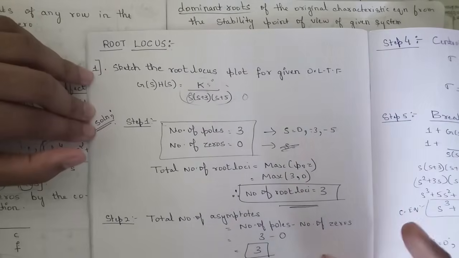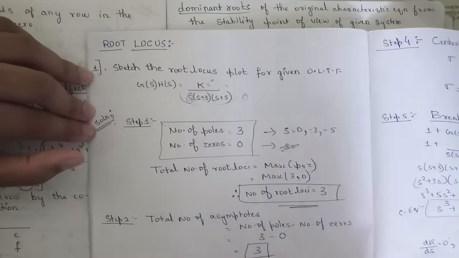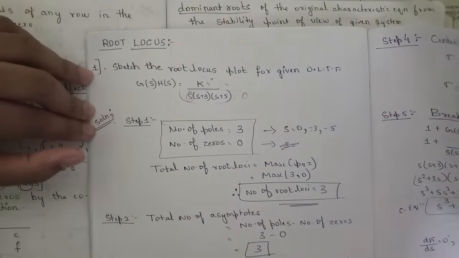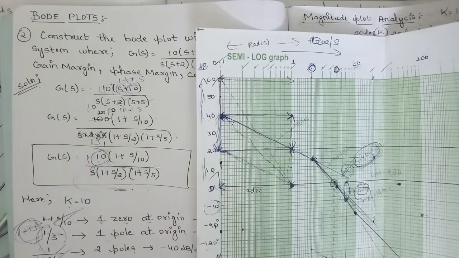If you want, you can check that video, so that you would be thorough about what kinds of problems would be appearing for the exam. But one question related to root locus is a must. So related to root locus, one question would be asked in module 4. And one question from module 5 is related to Bode plots.